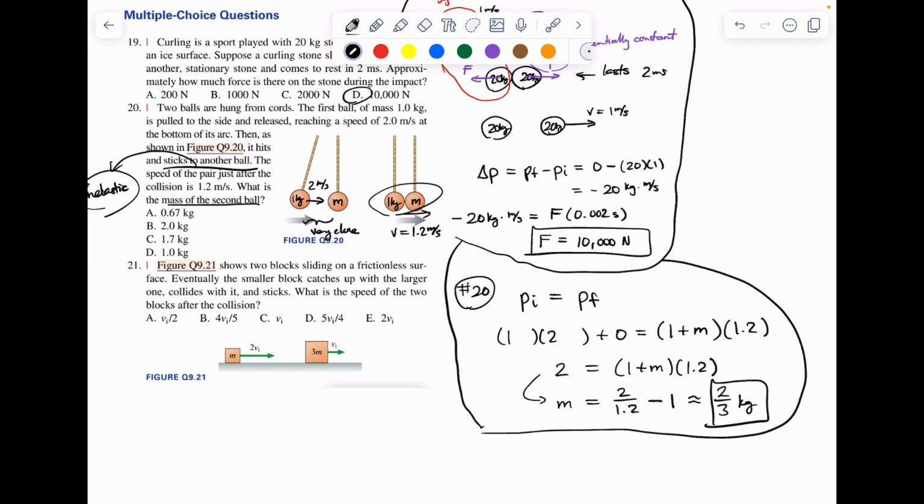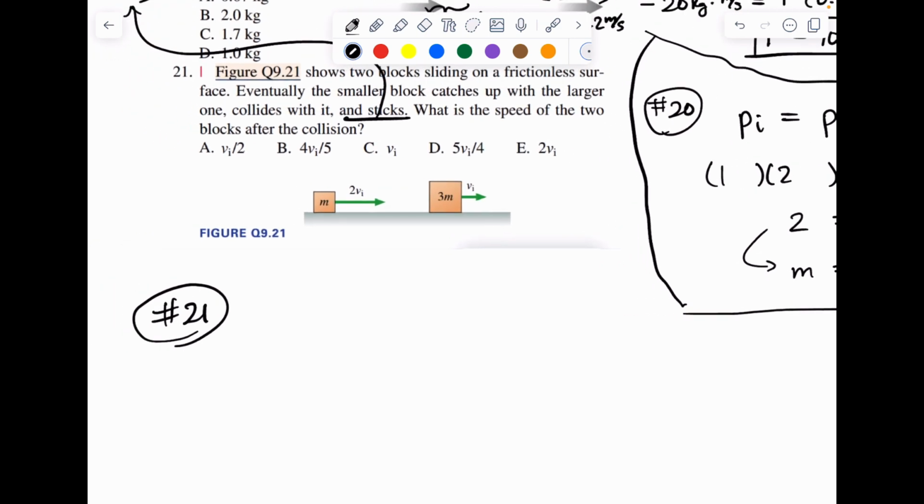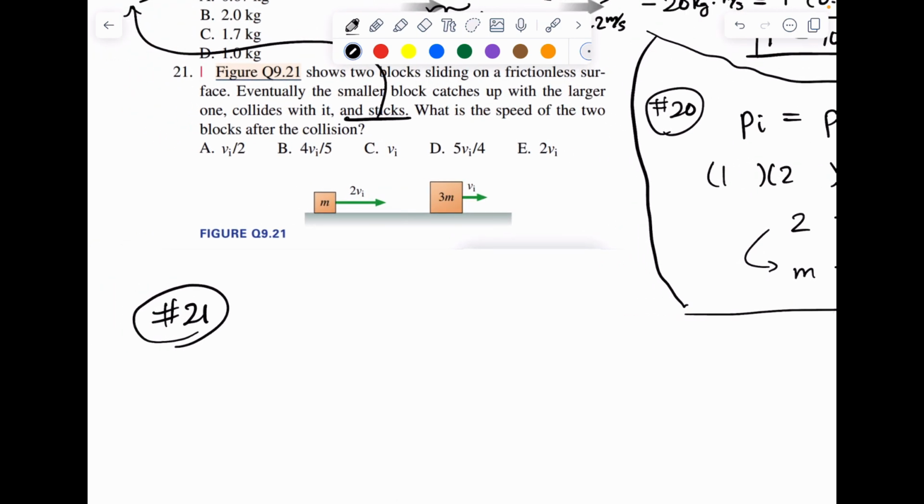So inelastic collisions here. Let's do 21. The figure shows 2 blocks sliding on a frictionless surface. Eventually, the smaller block catches up with the larger one, collides with it, and sticks. So again, we have an inelastic case here. What is the speed of the 2 blocks after the collision? And notice they don't give us any numbers. So we just got to rely on the conservation of momentum and let it guide us. We know that momentum is conserved here.